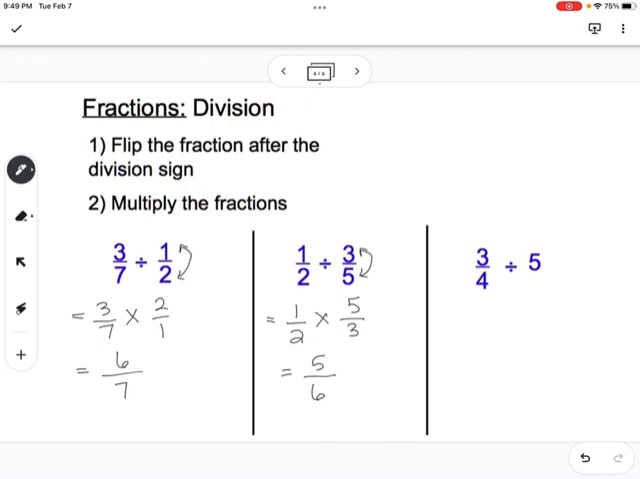Last question here, 3 over 4 divided by 5. Again, we have a whole number here. We want to make that whole number into a fraction, so we just make it over 1. Now that we have two fractions, we can go through the same steps here. We keep the first fraction the same, the 3 over 4, change it to multiplying, and flip the second fraction, so that will become 1 over 5. Lastly, multiply the numerators, 3 times 1, multiply the denominators, 4 times 5, 20.